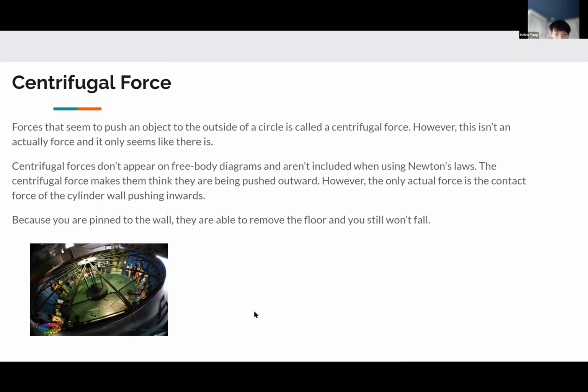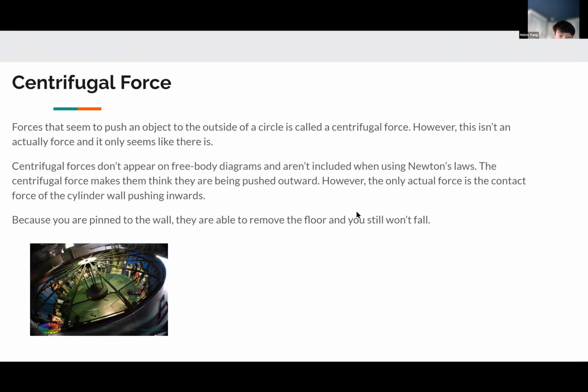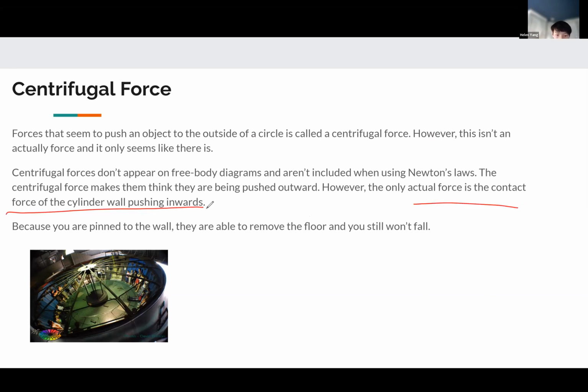Centrifugal forces don't appear on free body diagrams and aren't included when using Newton's laws. The centrifugal force makes them think they are being pushed outward. However, the only actual force is the contact force of the cylinder pushing inwards. And what I said right here is actually an example of a ride where it spins you around really fast and you're stuck to the wall, and they eventually remove the floor and you still won't fall.